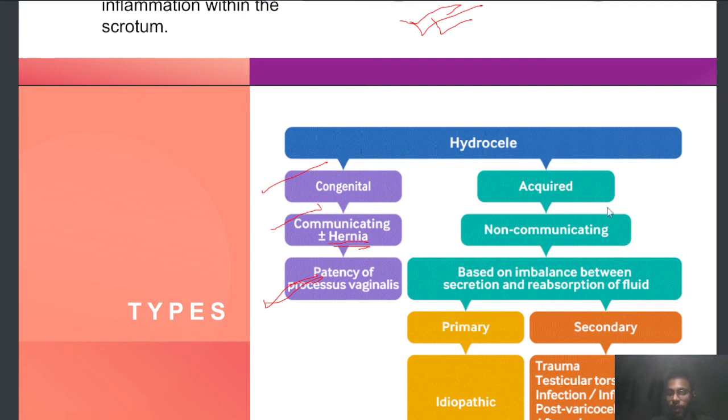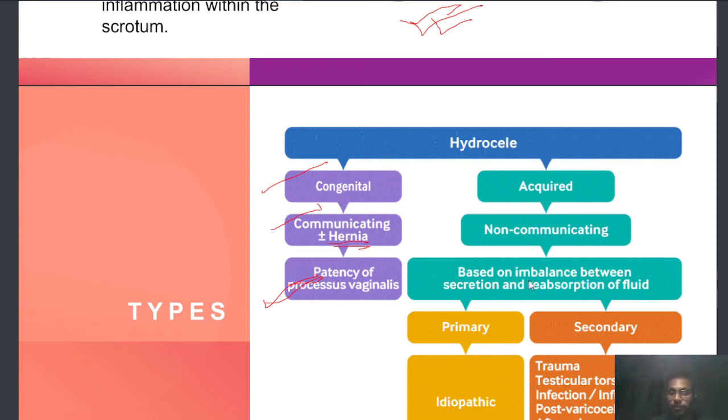The next part is the acquired. Now the acquired type of hydrocele is basically known as non-communicating. So basically this means that your hydrocele is not due to a communication between the abdominal cavity and the scrotal sac. So the problem basically is from within. This is the main concept behind the non-communicating type.